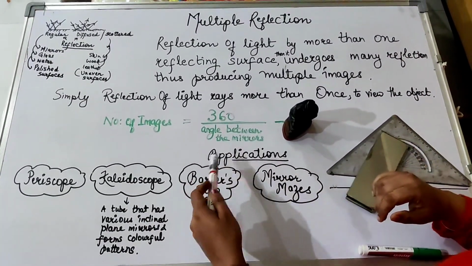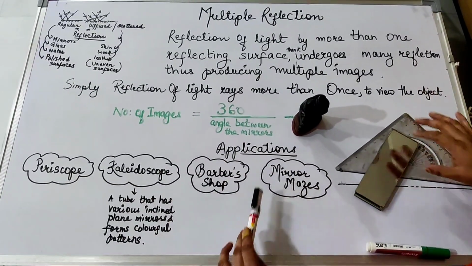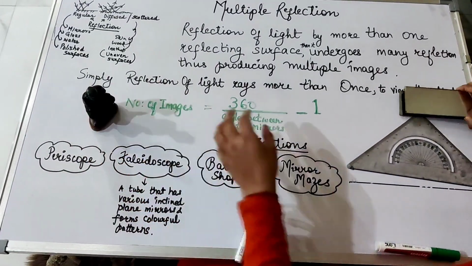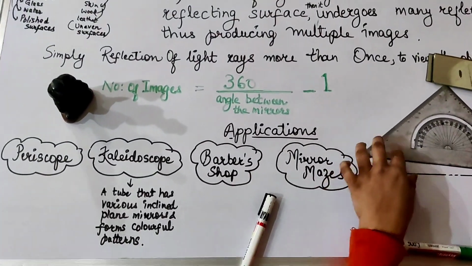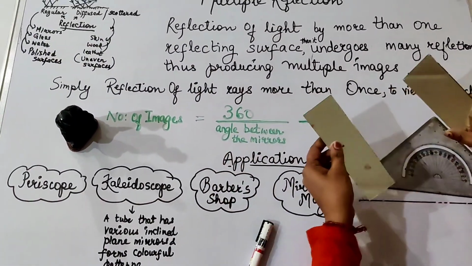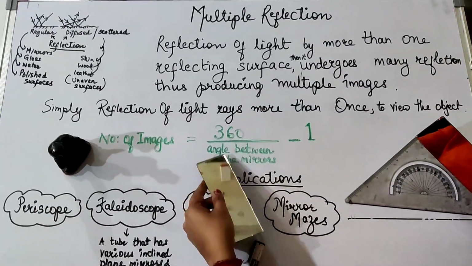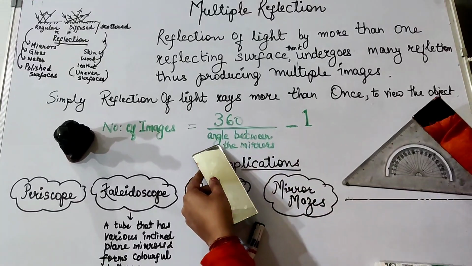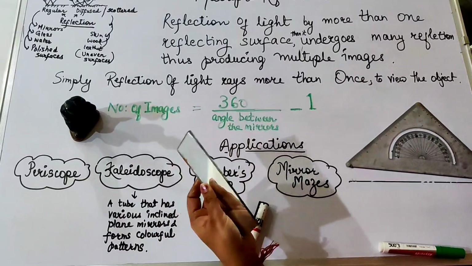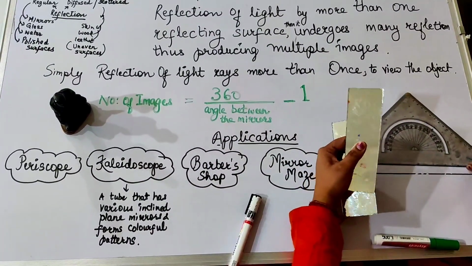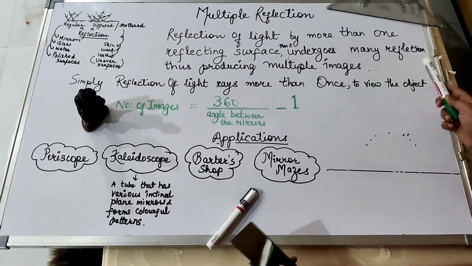Now what is the formula? The formula to get the number of images is very simple. You take 360 degrees, because the complete angle is 360 degrees, and the angle between the two mirrors, that is, the angle at which you are keeping the two mirrors. Divide 360 by the angle you have taken, then subtract 1, and you will get the number of images you will see. Now let me take this through an experiment, just an example. Let us check whether this is correct or not.